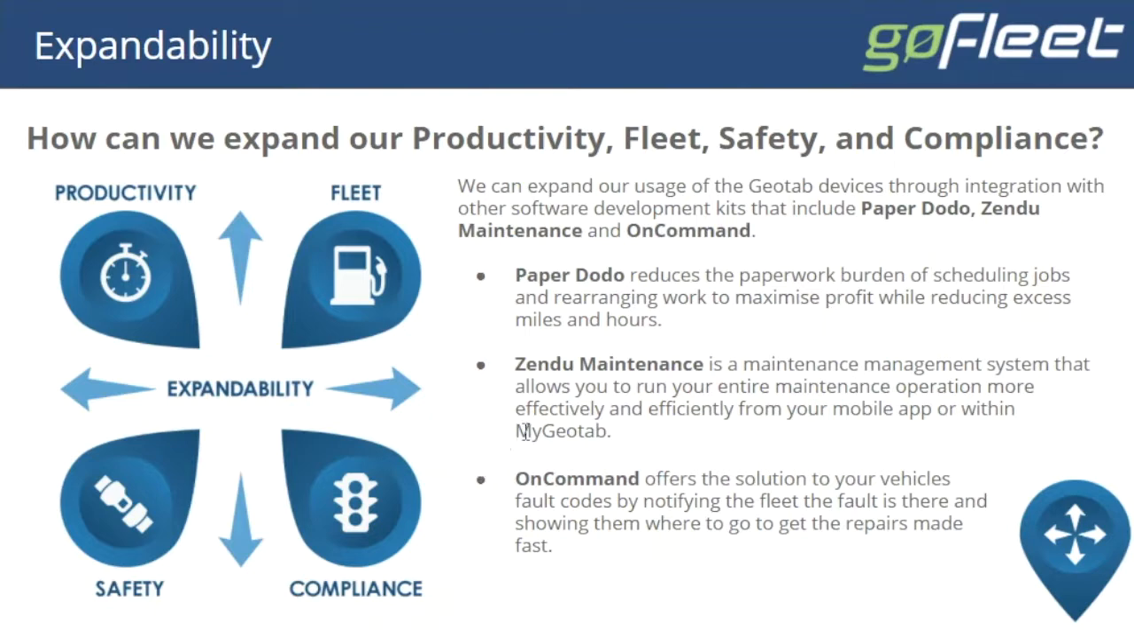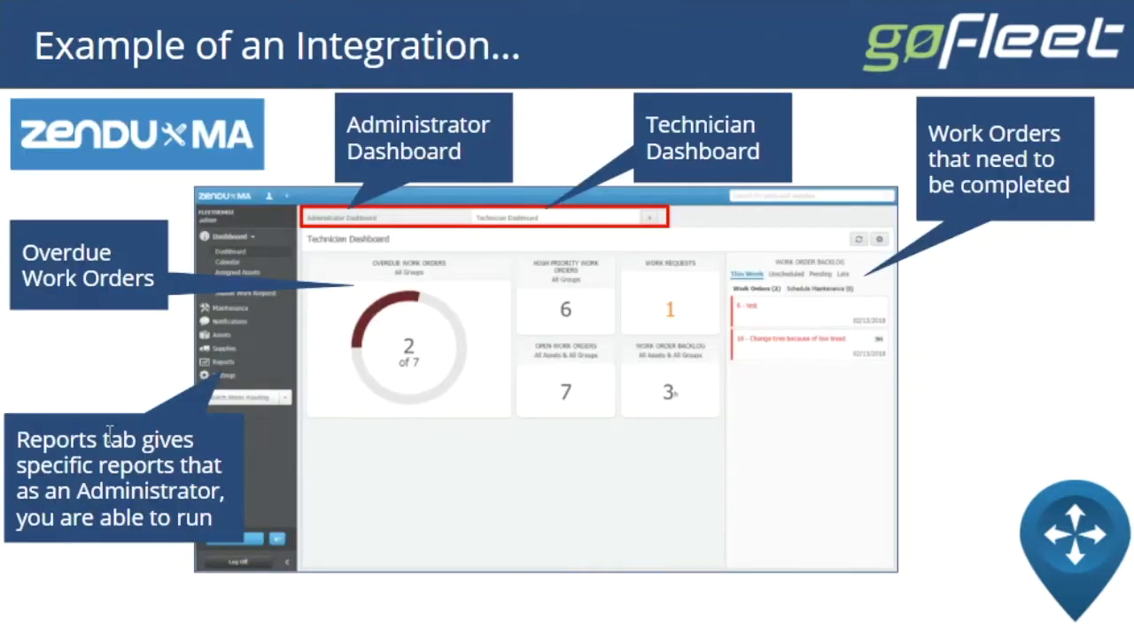OnCommand offers a solution to your vehicle's fault codes by notifying the fleet the fault is there and showing them where to go and get the repairs made fast. So let's just look at an example of an integration. Zendu Maintenance is a Zenduit product in which you can manage your maintenance. Here is a view of the technician's dashboard, which shows you work orders that need to be completed and work orders that are overdue. On the left-hand side, we have a Reports tab that an administrator can run.